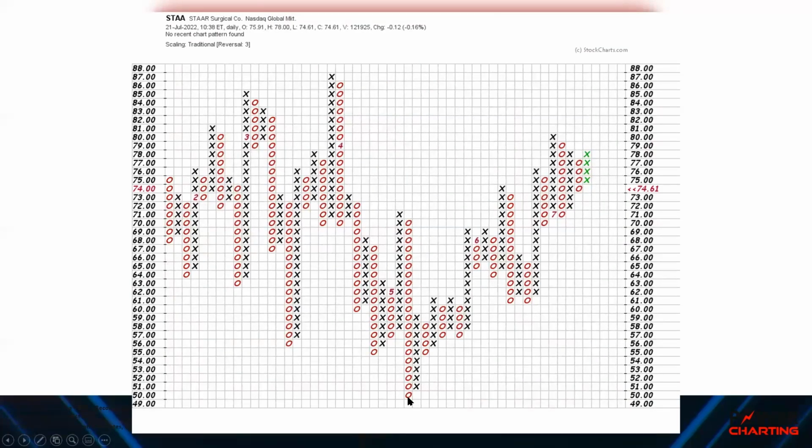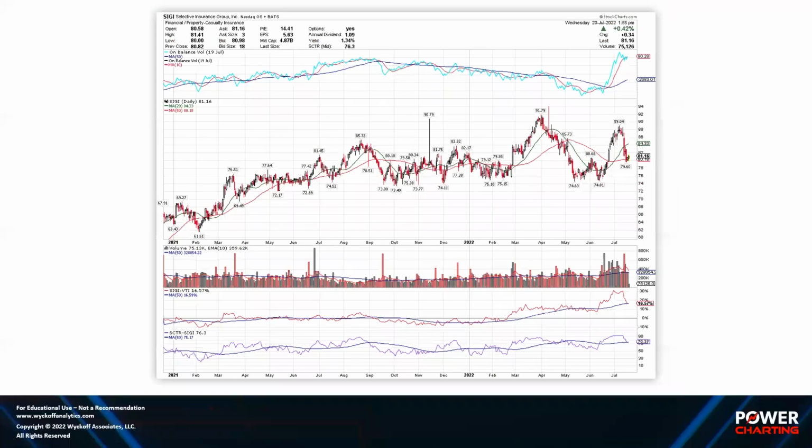Okay, so what we're going to do, John, because we only have a couple of minutes left, is let's just do one more. And this is Selective Insurance. It's kind of a wild, looks like a reaccumulation type structure here. A sign of strength, pullback to support, tempting to rally, but a pretty deep pullback here. Relative strength is trying to turn up.